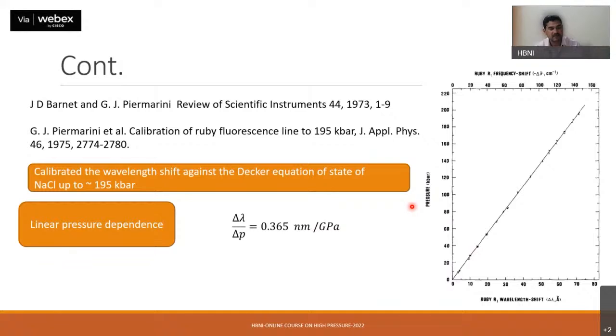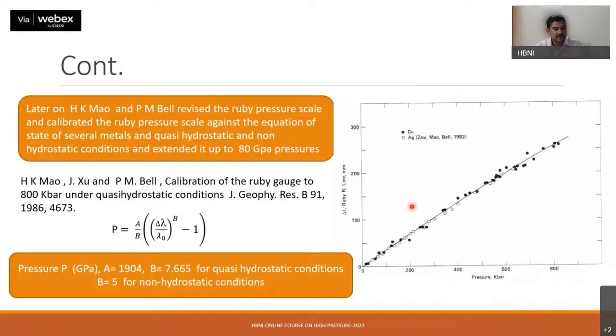So for higher pressures, the pressure was calibrated again by Mao and Bell. Later on, Mao and Bell revised this Ruby pressure scale and calibrated it against the equation of state of several noble metals, especially gold, silver, copper, aluminum, and platinum. They included hydrostatic, quasi-hydrostatic, and non-hydrostatic conditions, and extended it up to quite high pressures, like 800 kilobar, 80 GPa kind of pressures.